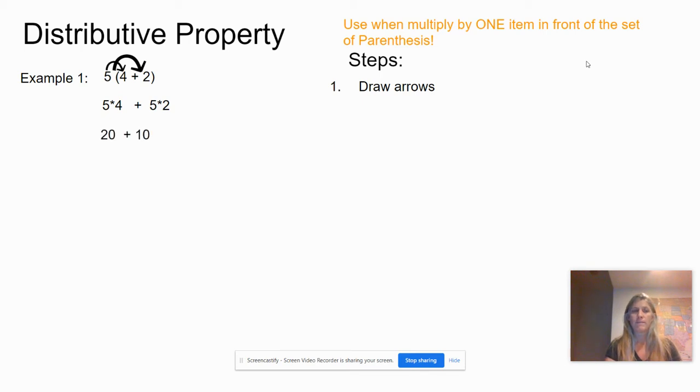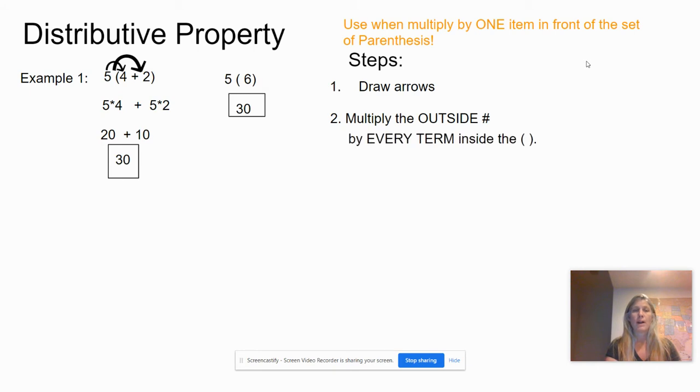5 times 4 is 20, 5 times 2 is 10, and then we finish using the order of operations, which gets us 30. Now, if we were to use order of operations by itself, first we would solve inside the set of parentheses. 4 plus 2 is 6, and then finish up with multiplication. 5 times 6 is 30. So we know when it's all numbers, this proves to us why the distributive property works. So the second step in using the distributive property is multiply the outside number by every single term inside the set of parentheses, and then CLT, combine like terms.